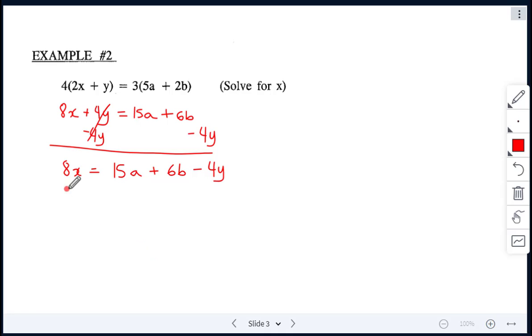And our last step here, it's 8 times x, so we would have to divide by 8. Divide by 8 on both sides of the equation. And that now leaves me with x is equal to 15a plus 6b minus 4y, and all of that is divided by 8.